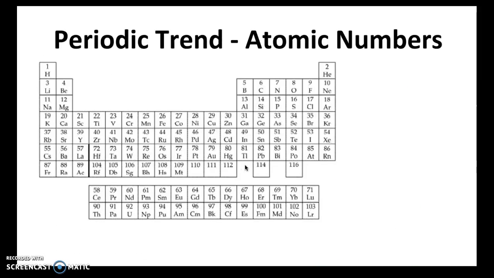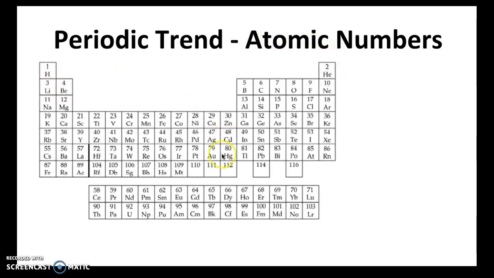So let's start off with atomic numbers. Find this periodic table in your note packet. And what we're going to do is examine the trend that emerges as we go across a row in a periodic table. The atomic number, you remember, represents the number of protons, and those are the numbers that are shown at the top of these element squares.